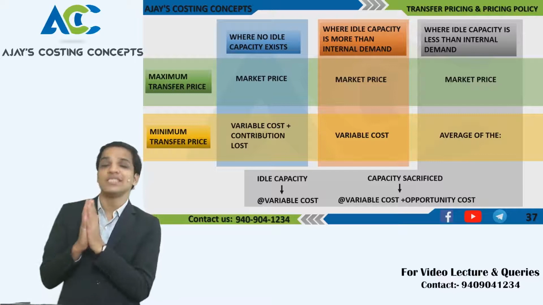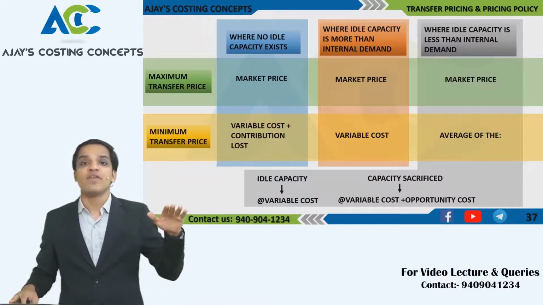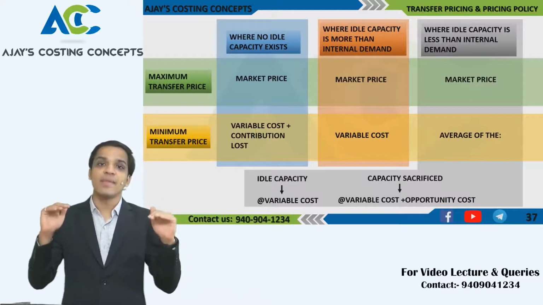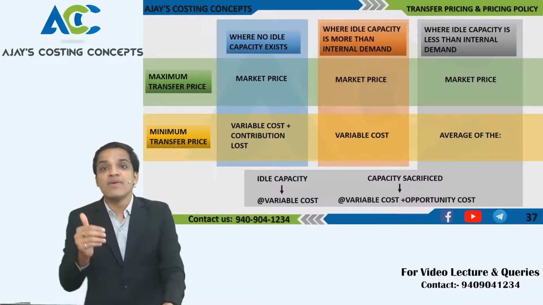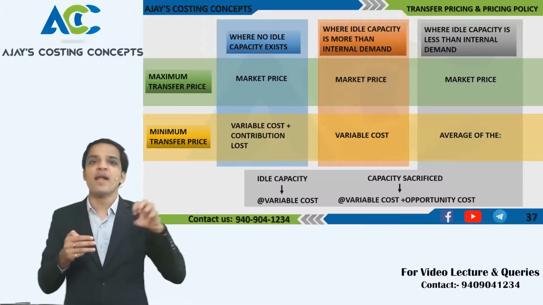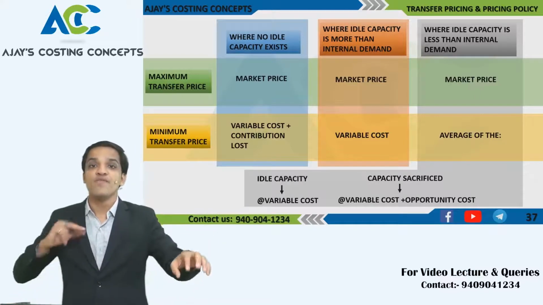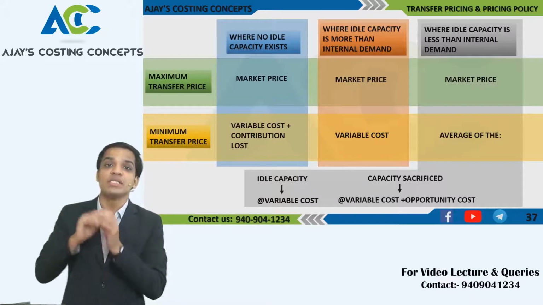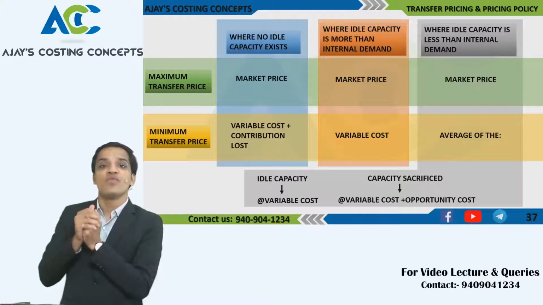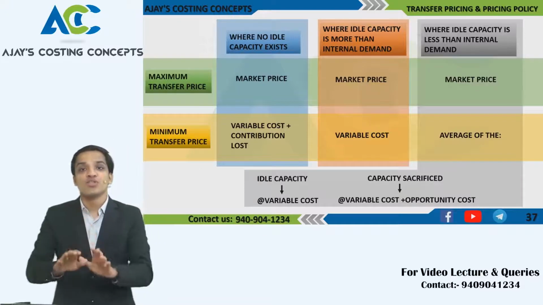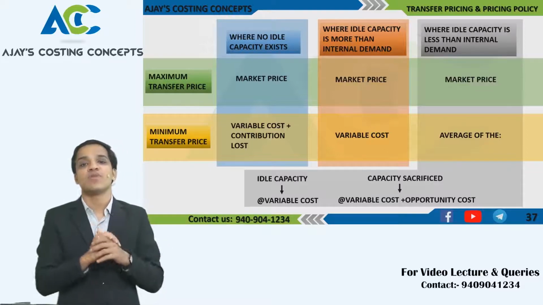Understand, this third situation is a combination of the first two. The first says that there is no idle capacity available, the second says that there is idle capacity available. But when there is a situation of both mixed together, idle capacity available is 3,000 but internal demand is 5,000, then I will give 3,000 units at variable cost. But for the 2,000 units, I will give the price of the market I am losing, so variable cost plus contribution foregone. So this is the price of the 5,000 units that I will give, and the average price will be calculated accordingly.